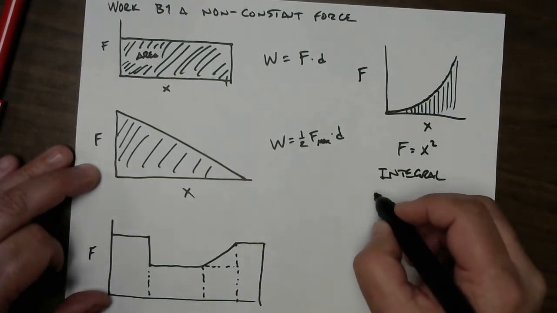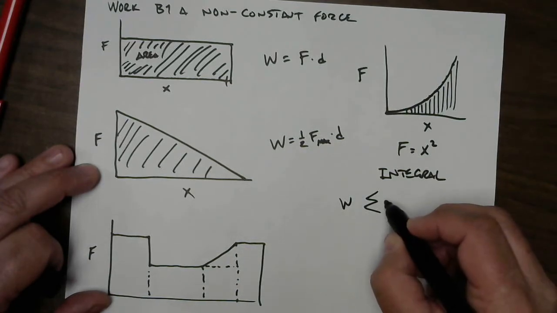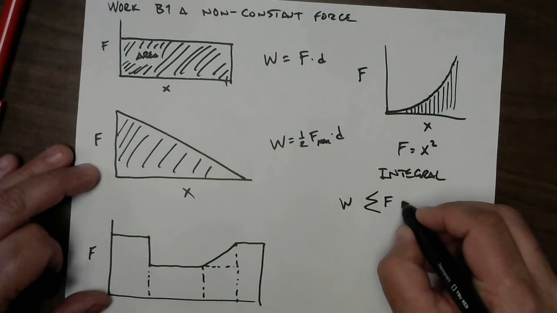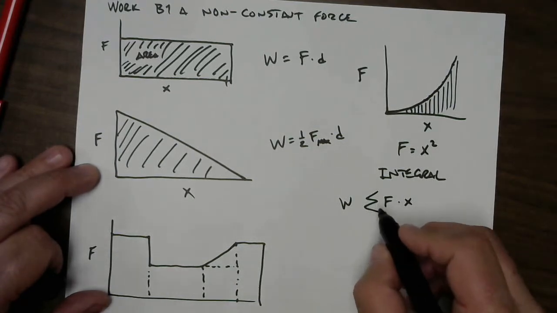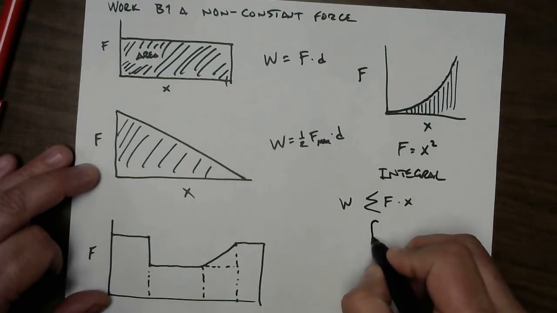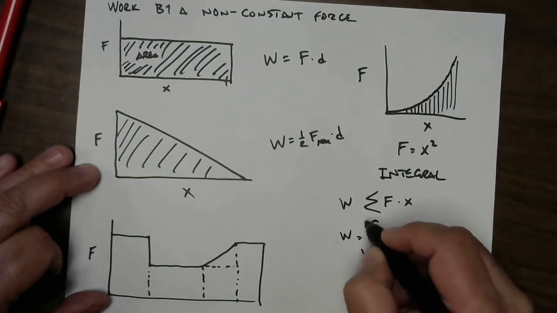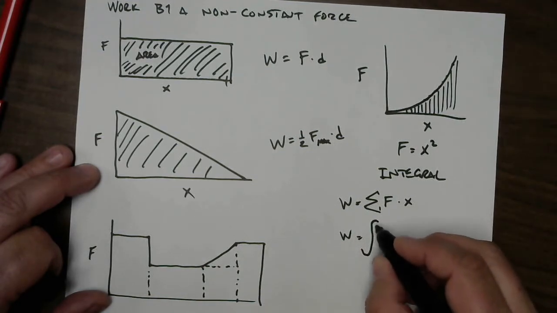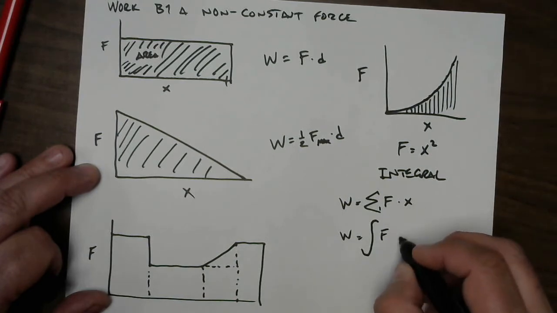And the process, this adding, starts as a sigma, so the work would be the sum of all the individual F's times all the individual little x's. But when you do an integral, the sigma sign turns into a kind of smooth S shape. Sigma means addition in mathematics. It turns into a smooth S shape, and then you have your F, and now the x is now little tiny dx's.